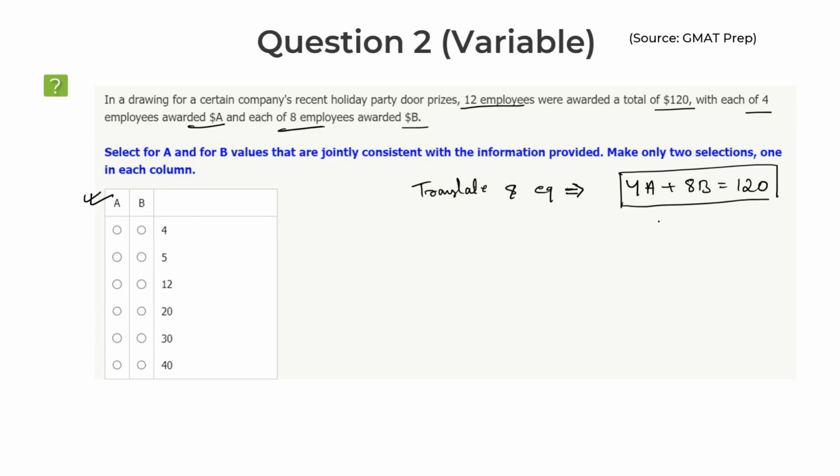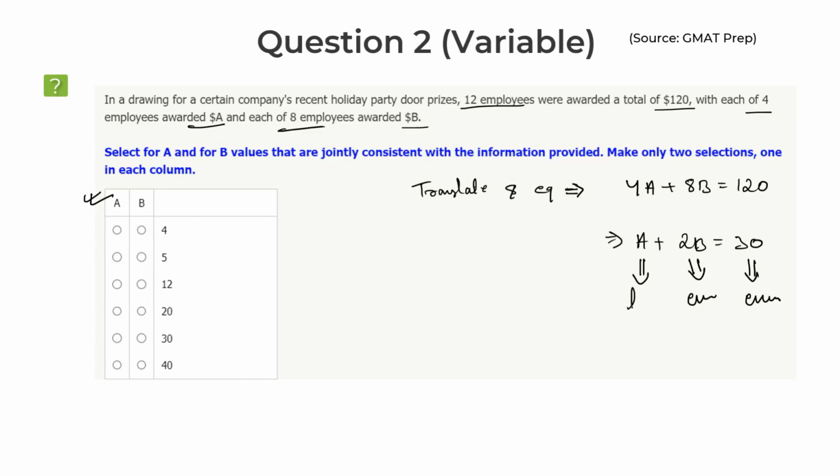If we can make this equation slightly simpler, so instead of 4a plus 8b equals 120, what we can do is write this as 4a plus 2b equals 30. Now, what I like to do is, this part over here is even, right? 2b is also even. So a has to be even, right?